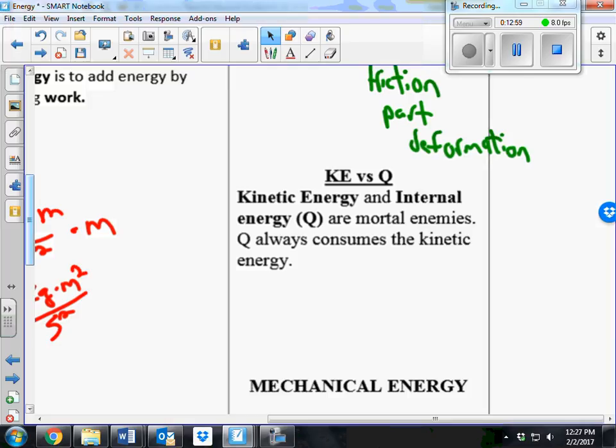So I just want to note that internal energy and kinetic energy are like mortal enemies. They're like the Jedi and the Sith. They just do not like each other. And Q always steals energy from kinetic energy. Think about it. This is what happens when our cars are driving down the street. I'm not even hitting the gas pedal, and I eventually slow to a stop. Why? Because of friction between the tires and the road, and friction in my engine eventually brings my car to a stop. So that internal energy ate my kinetic energy.